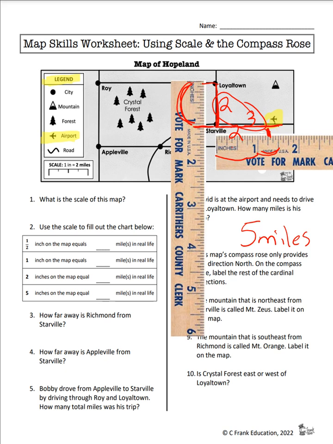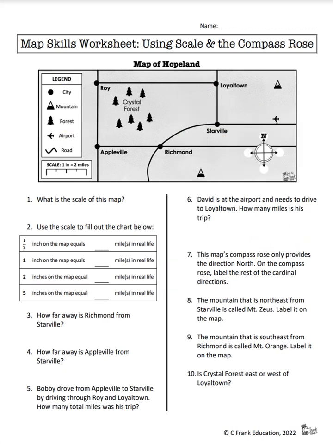Good. All right, the last 4 questions are now Compass Rose questions. I'm sure I'm on the right slide here. I am. So this map's compass rose only provides the direction north. On the compass rose, label the rest of the cardinal directions. Well, we know this. The opposite of north is south, and if you use the acronym that we've learned in class, we all came up with several. Never eat soft watermelon, never eat soggy waffles, regardless, in the southwest, northeast, southwest. Okay?